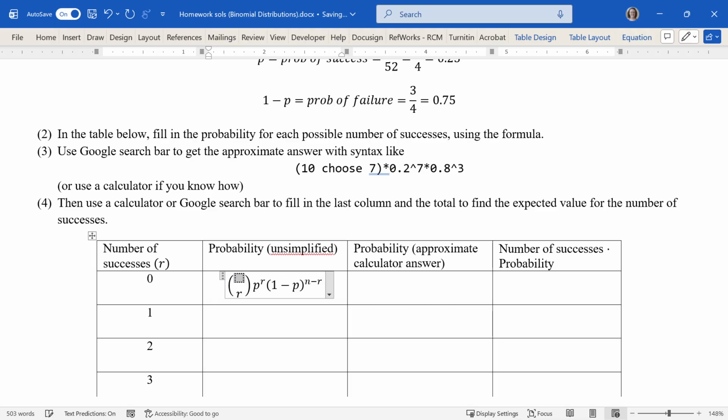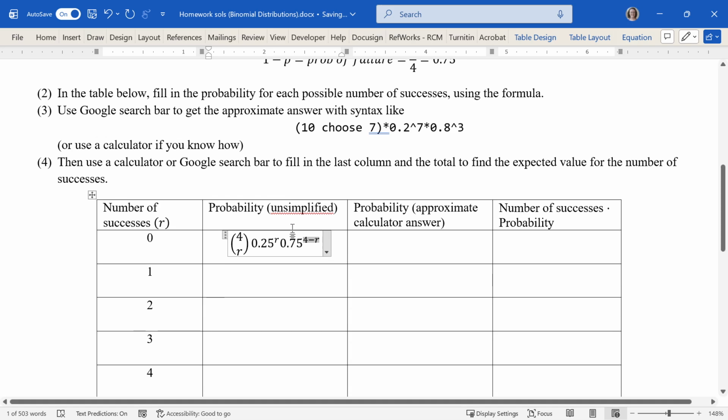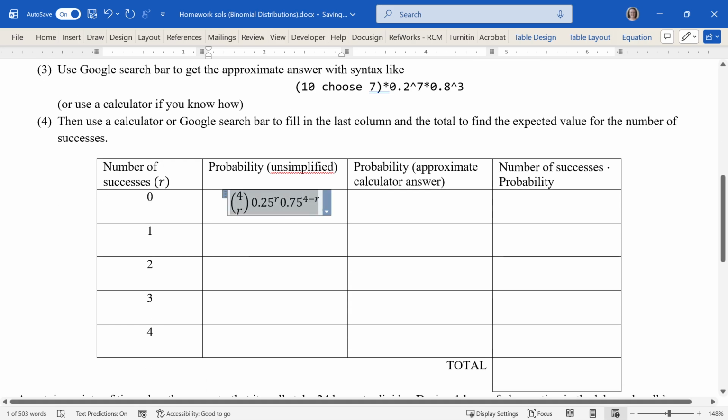So n is going to be the same. That'll be 4 for all of these. P, which is 0.25, that's going to stay the same for all of these. Probability of failure, 0.75, that'll be the same. And then n minus R, n is 4, so this 4 minus R, this is going to be the number of failures on each trial. Okay, so now I'm going to copy paste this into each row here.